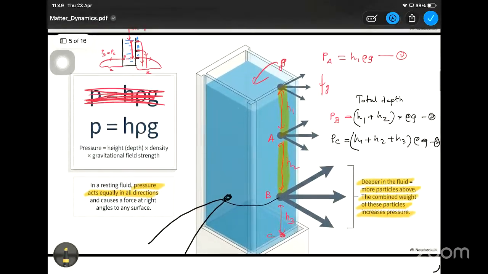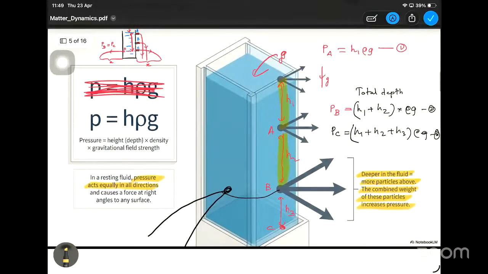And about this H rho G thing, right? And also I need to mention this part.